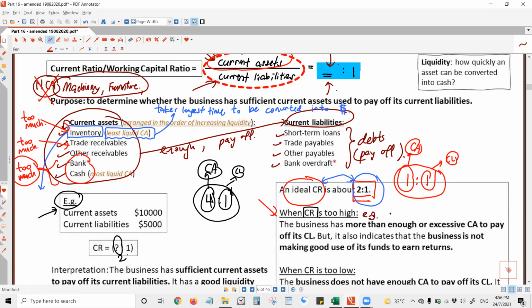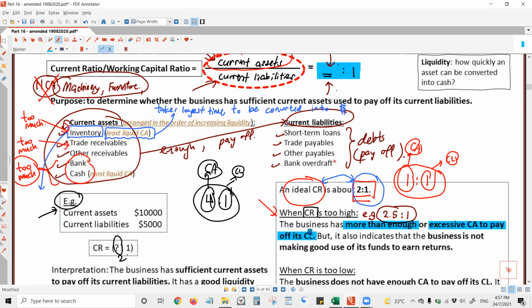So how high is too high? There's no benchmark, to be honest, but don't worry, in the exam, they will give you some extreme current ratio to show you that it's too high. So for example, 2 to 1 is ideal, right? How much is too high? Maybe 2.5 to 1. In my opinion, at least 2.5 to 1 is considered too high. You have too much current asset. So what you need to comment with, you have to say the business has more than enough, or excessive, CA to pay off its CL.